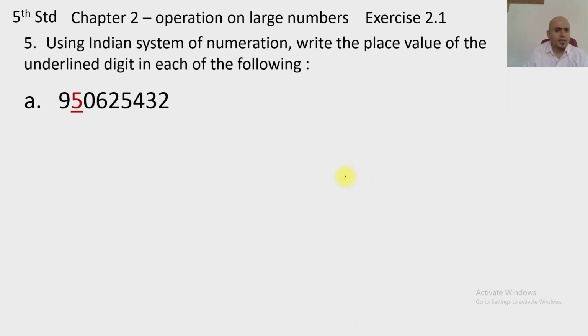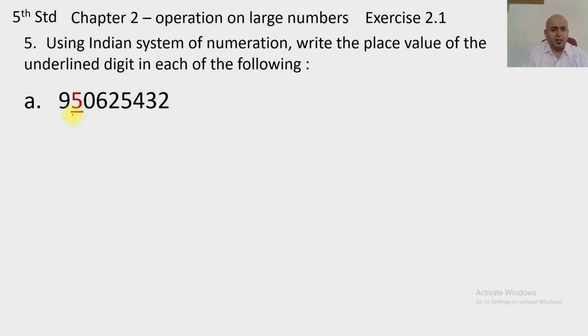Next question. Using Indian system of numeration, write the place value of the underlined digit in each of the following. So they are given some numbers and they have underlined a digit. We have to write the place value of the underlined number. Here the first question, that is 950625432. Here they have underlined 5. We have to write the place value of 5 in this number.